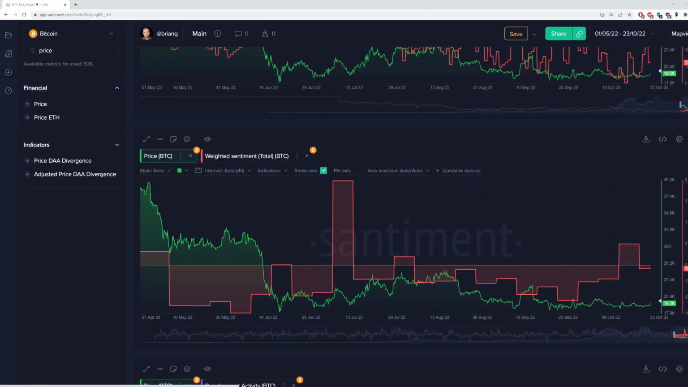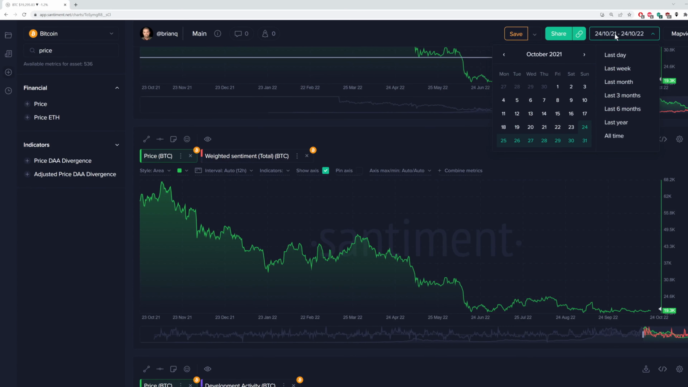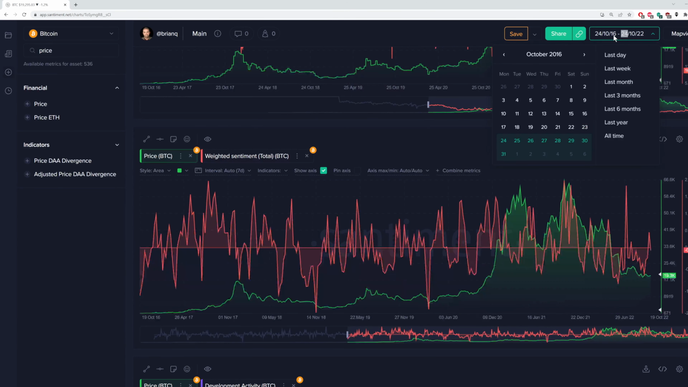Weighted sentiment. So this is basically looking at the social volume, which we just looked at, and then it multiplies by the ratio of positive versus negative comments on social media. So we're looking at both volume of conversations and what the sentiment is. And when we combine that together, we get a very useful metric, which I can show you better looking at, we'll go back to the last 6 years.